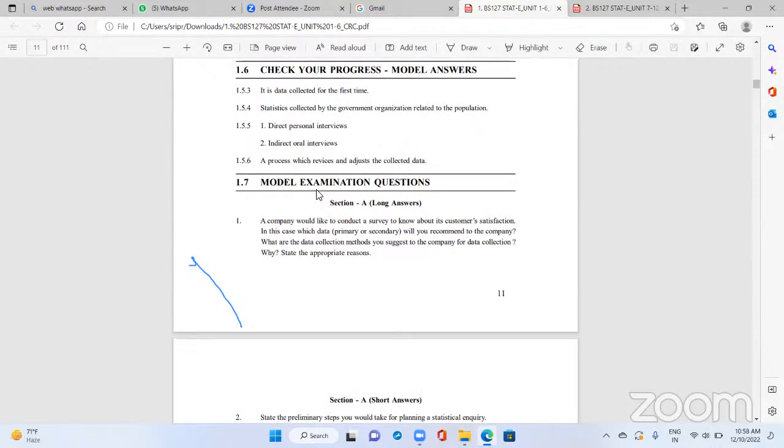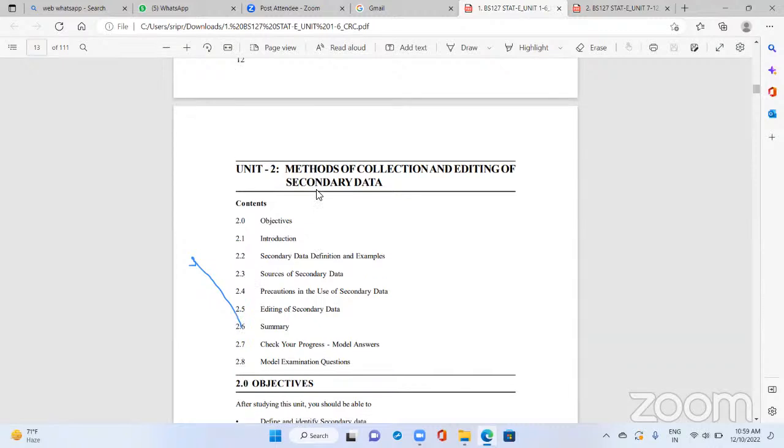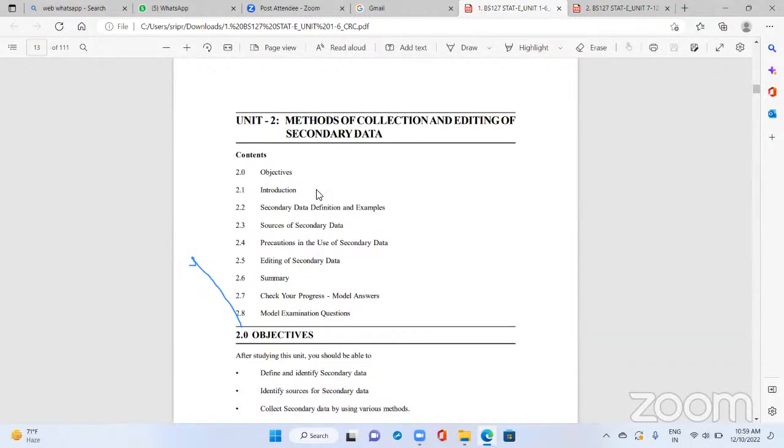Write the question: define primary data and explain the various methods of collecting primary data. That is the most important question. You may get short notes or long questions. In short notes, define primary data or simply primary data. In long questions, define primary data and explain the methods to collect primary data. Students, note this question, very, very important in the first block.